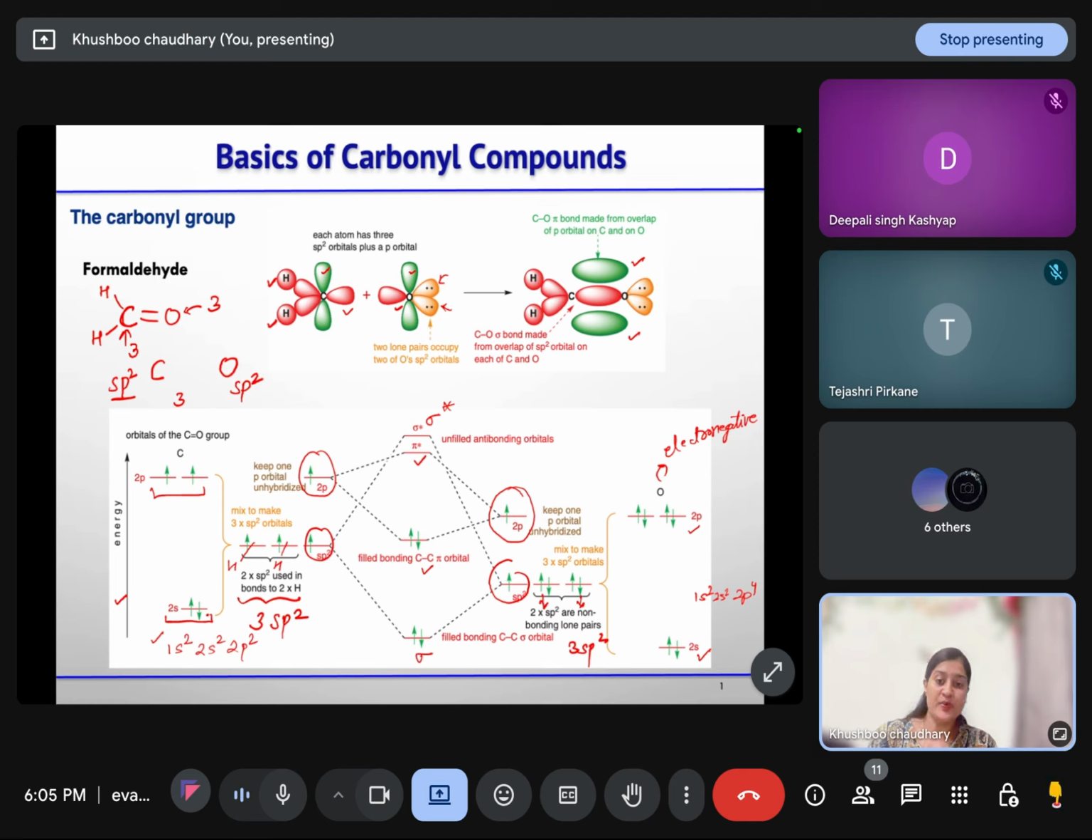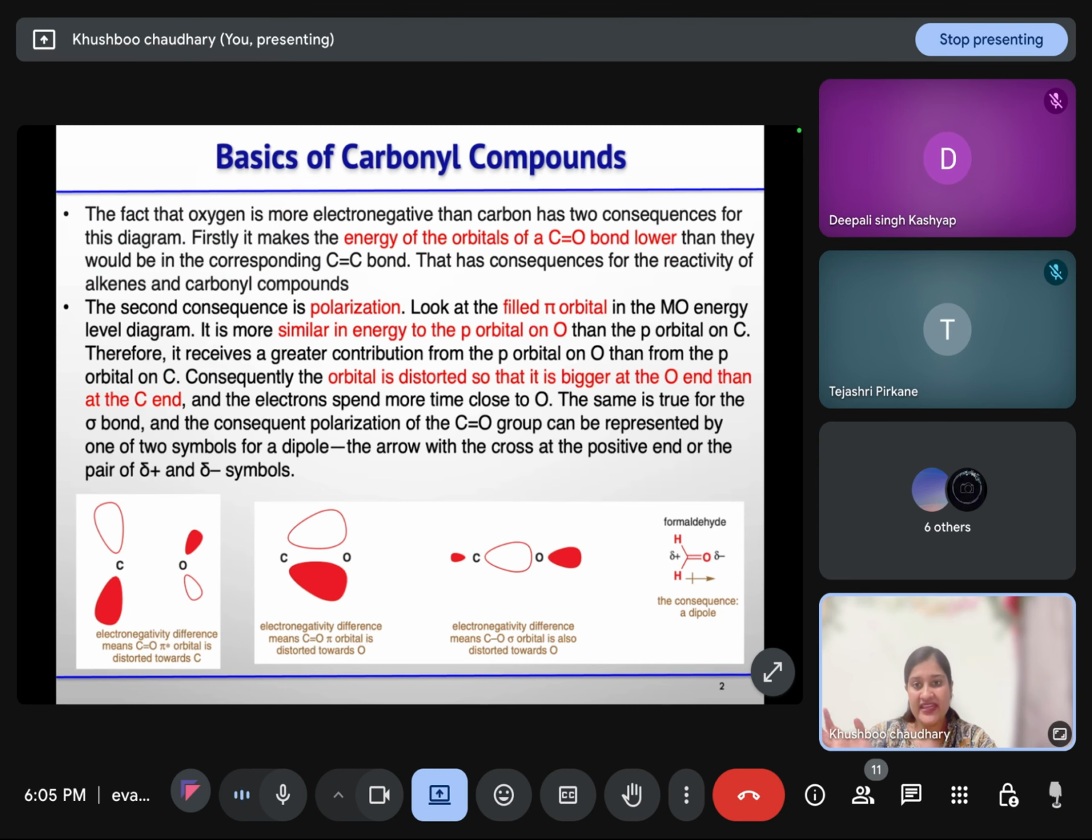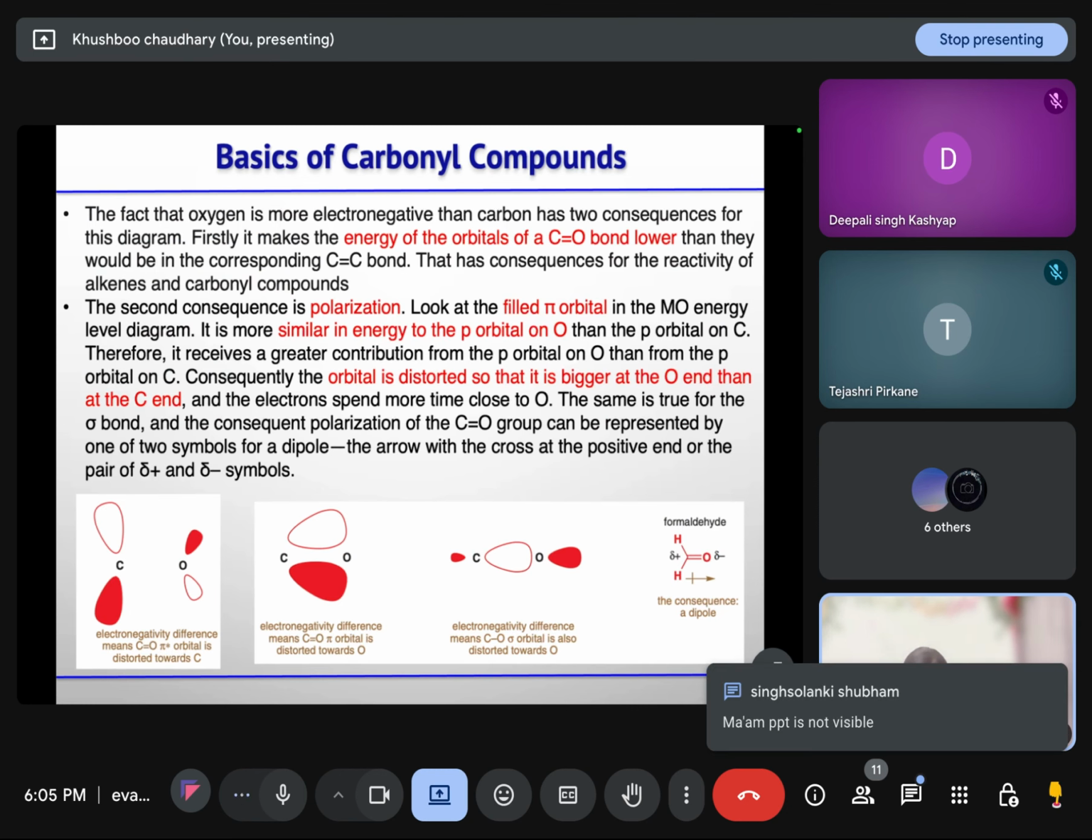Now, what information we can get from this molecular orbital diagram is that the filled pi orbital is close in energy to the oxygen. That means it has more contribution from the oxygen. So this implies that electron density will be shifted towards oxygen. How can we represent it? We can represent it as... the PPT is not visible.